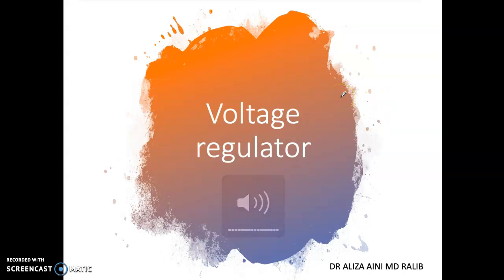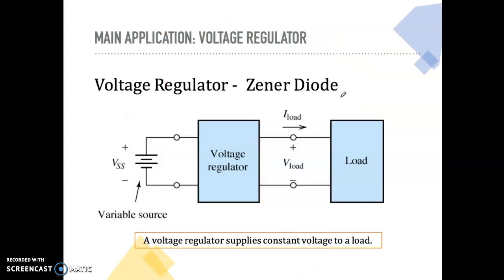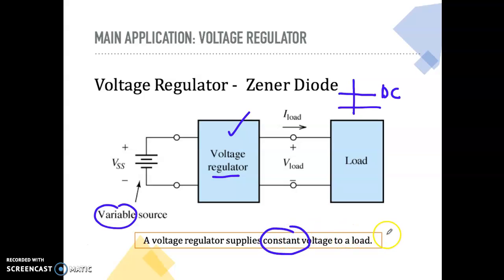So now let's continue on the voltage regulator part. As explained before, why you need a voltage regulator: because your input here is a variable source. Your aim for chapter 3 is to convert AC to DC, right? So your output needs to be a straight line. In order to have a straight line of the DC supply, you need what we call a voltage regulator. So what will be the function of the voltage regulator? To supply a constant voltage to the load. How can we have this constant voltage?